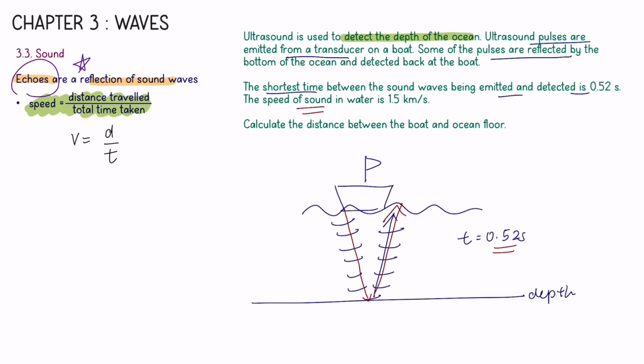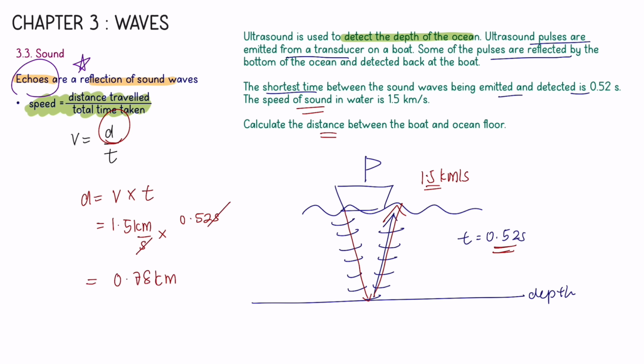And the speed of this wave is 1.5 kilometers per second, and you're asked to calculate the distance. So we can rearrange this to get speed times time. The speed is 1.5 and the time is 0.52, giving us 0.78 kilometers. So remember, the distance traveled is going down to the bottom and then coming back up. So the total distance traveled is 0.78 kilometers.